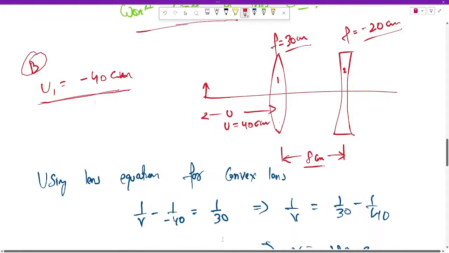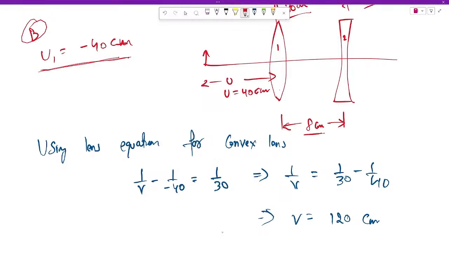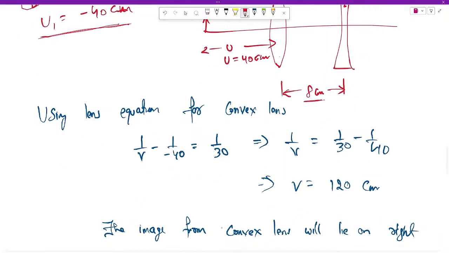So using lens formula for finding out the image produced by this convex lens, 1 by v equal to minus of 1 by u, and u is minus of 40. So 1 by v equals to minus of 1 by 40, and that would be equal to focal length. Focal length of convex lens is positive, so it will be equal to 1 by 30. So calculating here v, we will get a value of 120 centimeter.